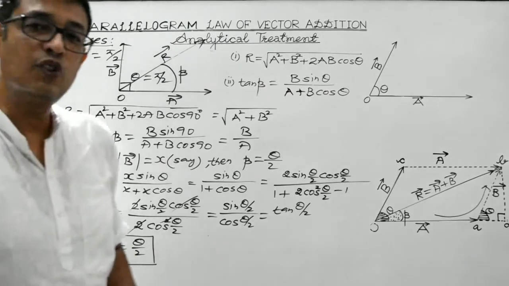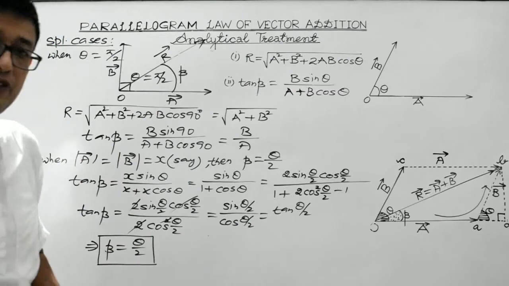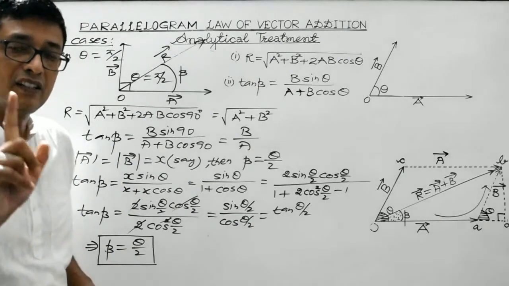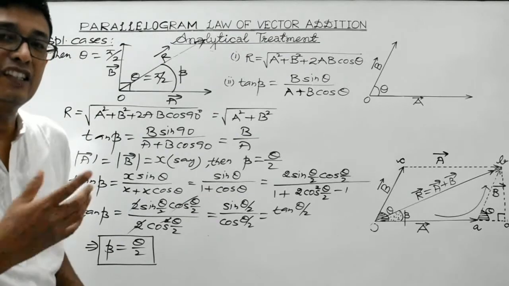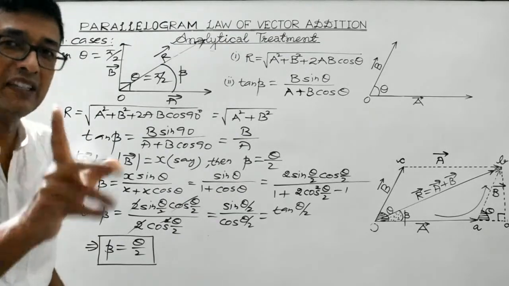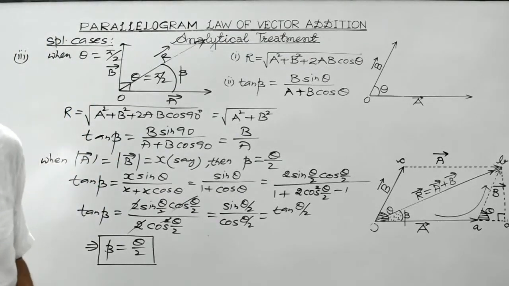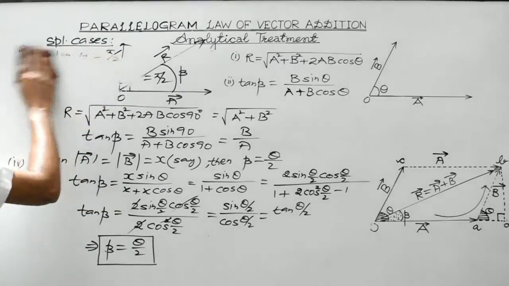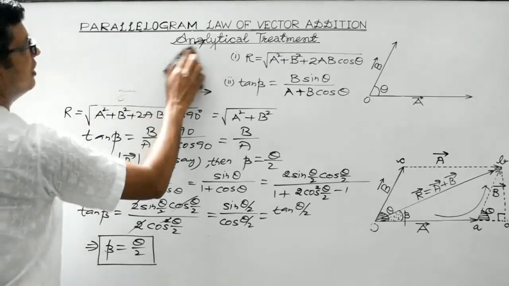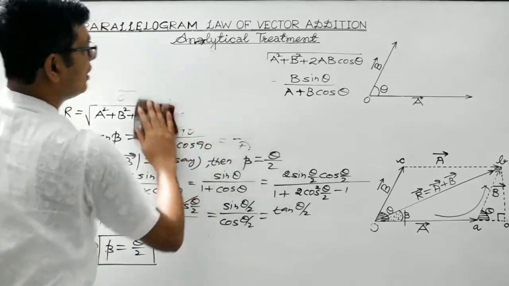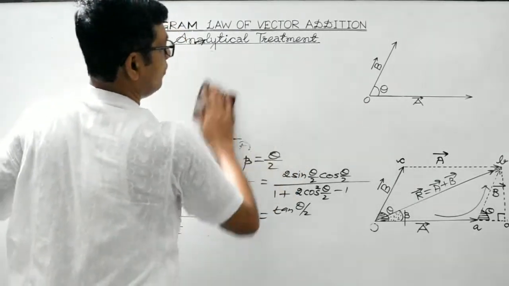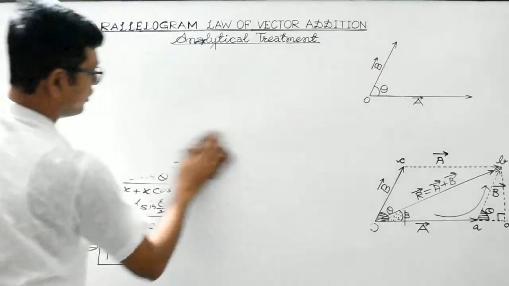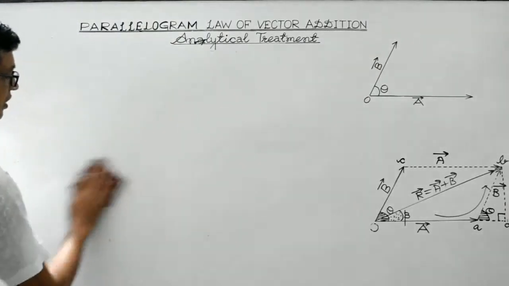So students, always remember, whenever the two vectors are of equal magnitude, then their resultant will always bisect the angle between them. Clear students? So this is a very, very important result. Actually, you need to remember all the results, each and every result. So I'll give you an illustration. Let me give you an illustration.